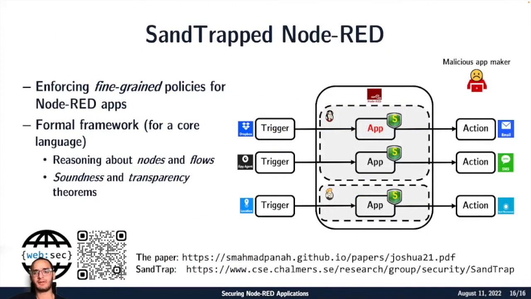To sum up, in this paper, we investigated the security problems of Node-RED and presented how an instantiation of the Sandtrap monitor secures Node-RED apps. Fine-grained policies at the level of modules, APIs, values, and contexts are enforced by Sandtrap Node-RED. We also introduced a formal framework for a core JavaScript language, modeling the essence of Node-RED and suitable for reasoning about nodes and flows. We also proved that Sandtrap Node-RED guarantees the soundness and transparency theorems.